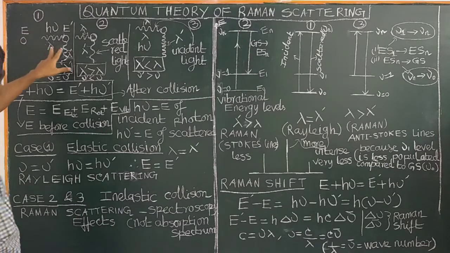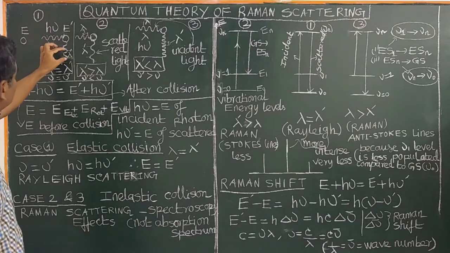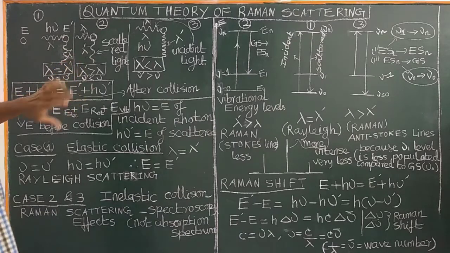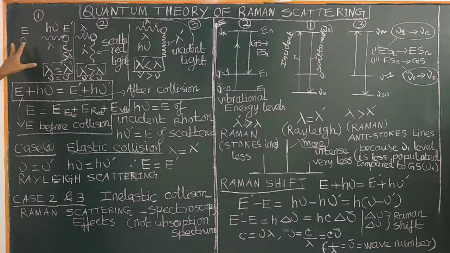The wavelength is the distance between two successive troughs or two successive crests. Now, the energy of the molecule before the collision, E, plus h nu, the incident light energy, equals E prime plus h nu prime, because the energy is conserved during the collision.